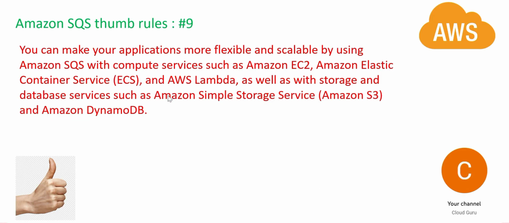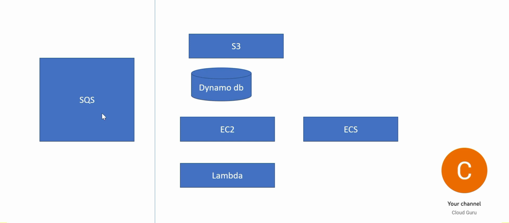Now, suppose you have SQS provisioned, can it interact with other services like EC2? The answer is yes. Can it interact with storage services like S3? The answer is yes, it can interact. And that is our next thumb rule, that you can integrate and use SQS with these services: EC2, ECS, Lambda, as well as with storage services like S3 and DynamoDB. DynamoDB is a database. The storage service is S3 and the database service is DynamoDB. You can use it with all of these. So in this diagram, SQS is on the left hand side, and it can interact with all of these services on the right hand side.